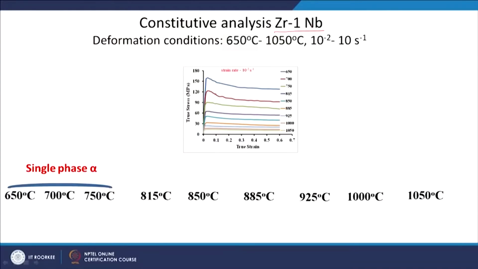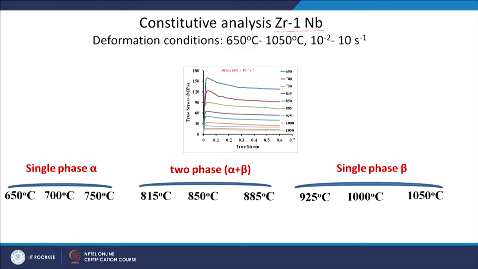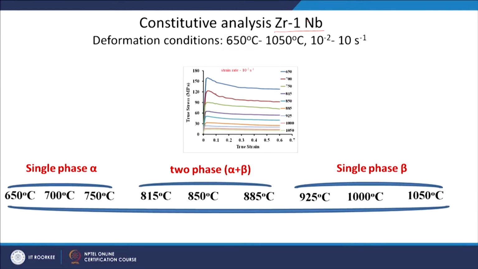Now, this is another work which we did on zirconium 1 niobium alloys. Earlier work was on zirconium 2.5 niobium and 0.5% carbon. In this case also we did the same. So, you have single phase alpha from 650 to 750, two phase region from 815 to 885, and single phase beta from 925 to 1050. And one constitutive equation was developed for all the phases considered together.